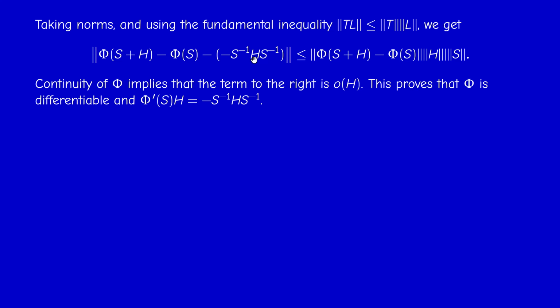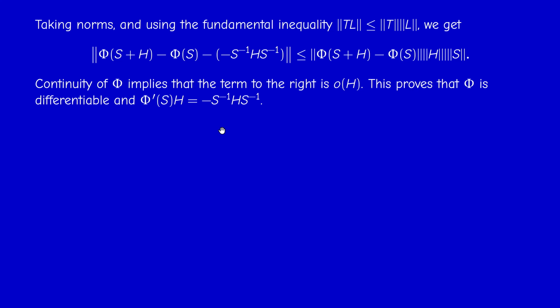So this, as a function of h, is linear, and it's bounded. Why? This follows from this fundamental inequality. When you take the norm, you will get the norm of phi prime of s h is less than norm of s minus 1 times norm of h times norm of s minus 1. So this proves the boundedness of phi prime as a function of h. Here we have to distinguish between two things: continuity in h and continuity in s, which is something different. Continuity in h is very easy, straightforward. I didn't write it, but it is straightforward.